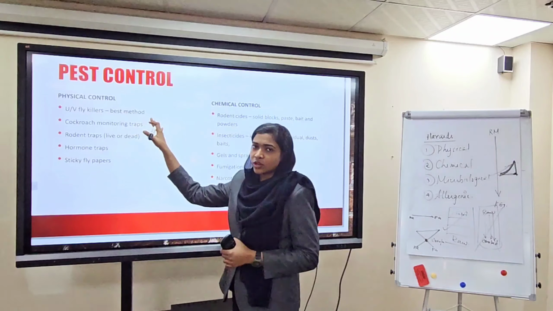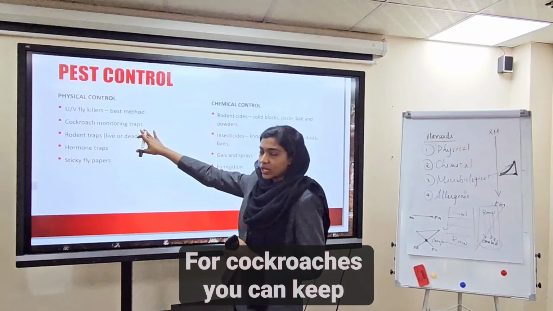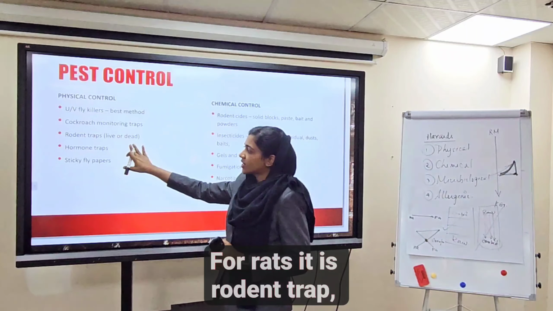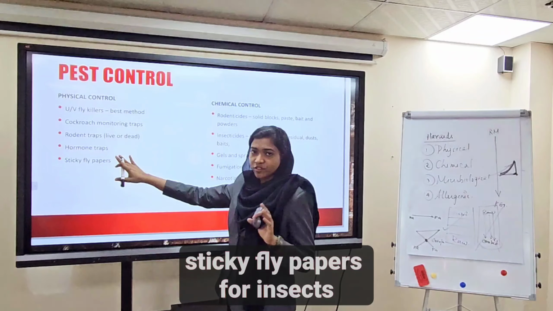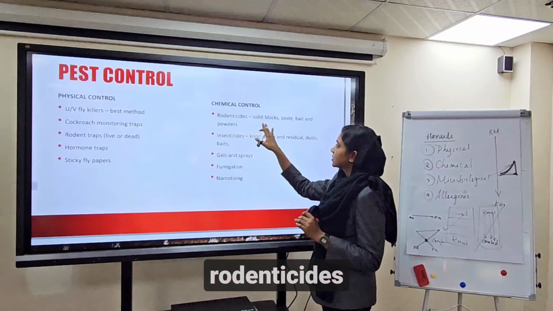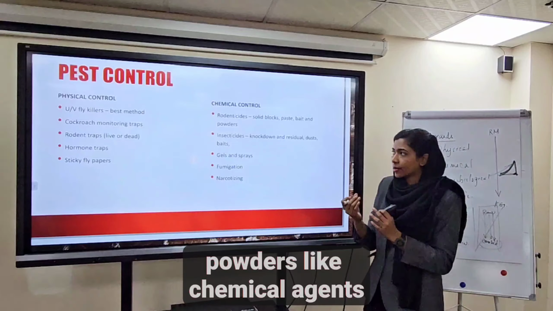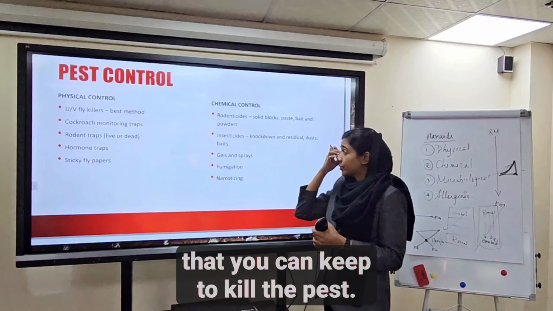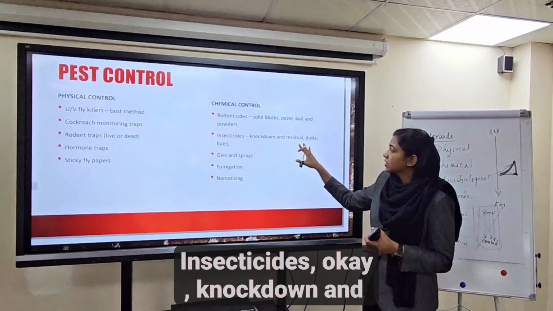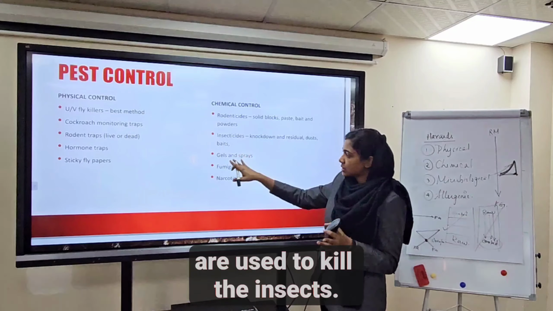UV fly killers: for insects, you can use UV fly killers. For cockroaches, you can keep cockroach monitoring traps. For rats, there are rodent traps, hormone traps, and sticky fly papers for insects. A few chemical controls are rodenticides, which are solid, powder-based chemical agents that you can keep to kill the pest. Insecticides: knockdown and residual dust sprays, chemicals that are used to kill insects.